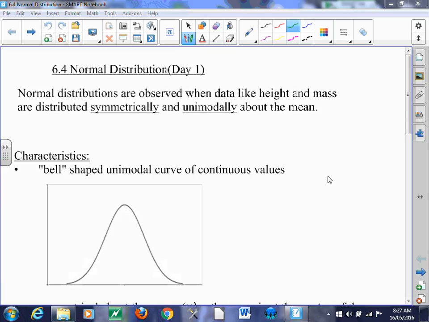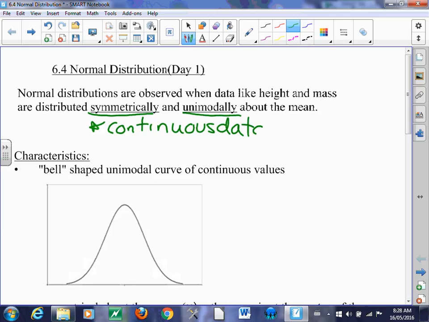Class, and welcome to lesson 6.4, normal distribution. This is day 1 out of 2 days spent on normal distribution. Normal distributions are observed when data like height and mass are distributed symmetrically and unimodally about the mean. And don't forget that this deals with continuous data. Okay. So we need continuous data.